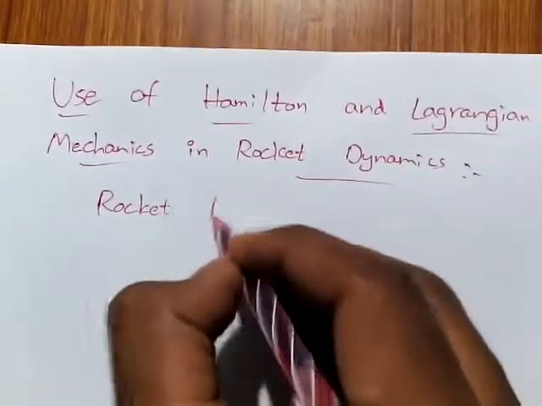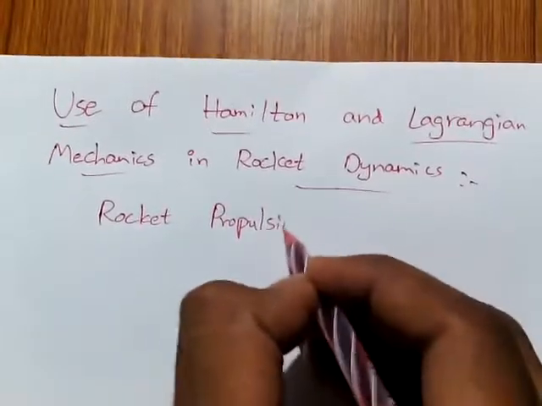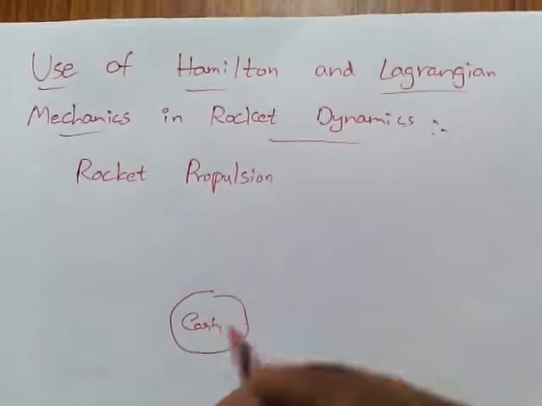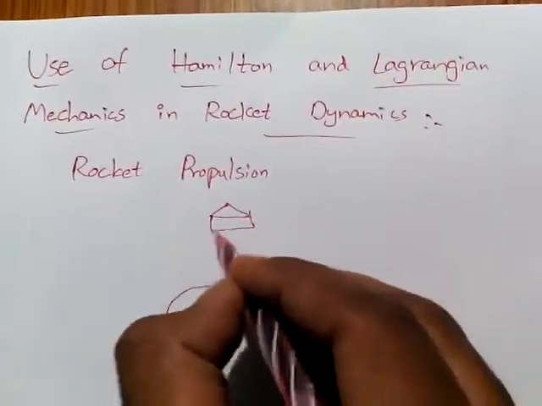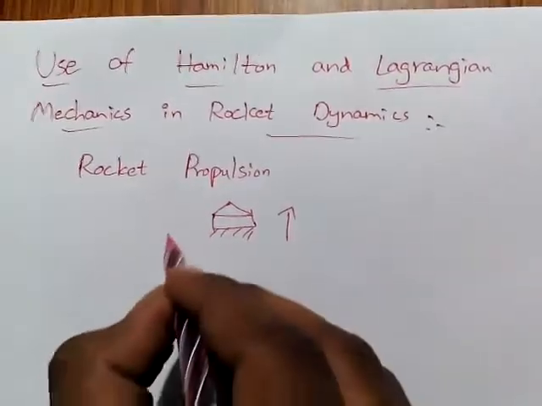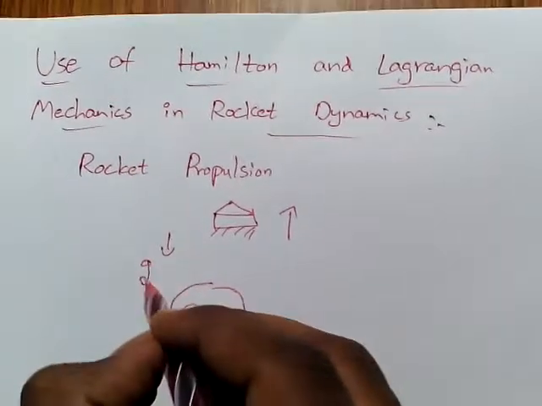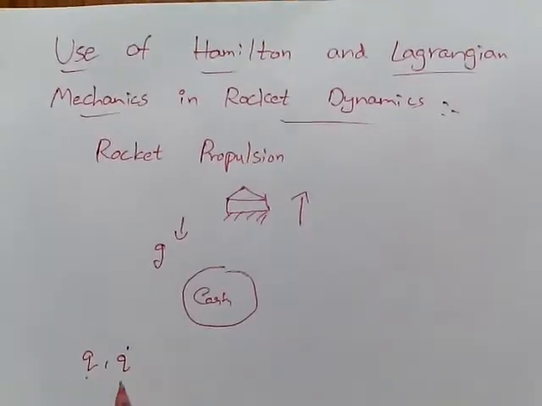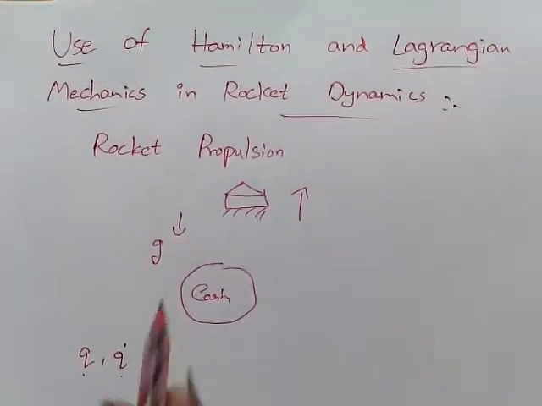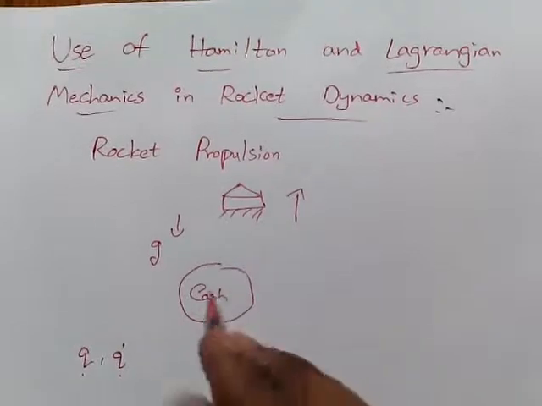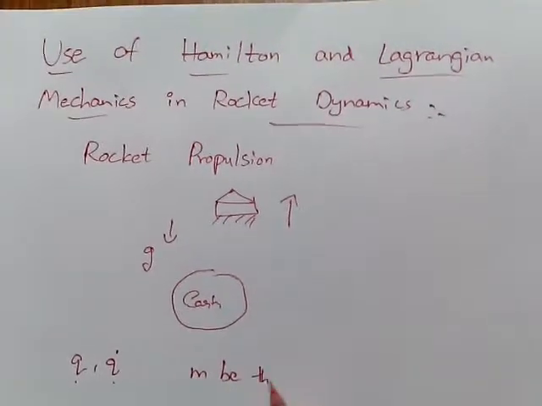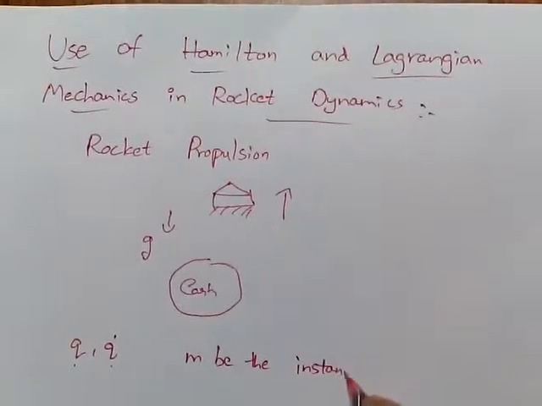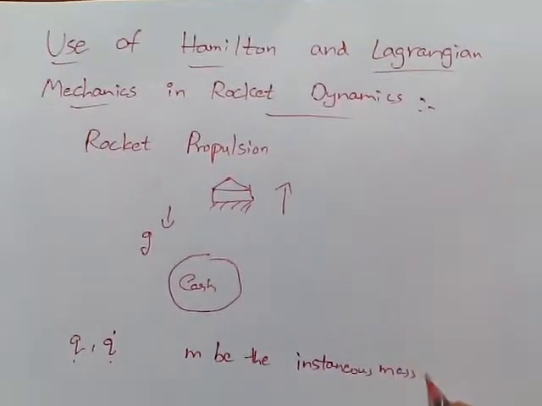Rocket propulsion. Let this be our earth, and this is the rocket which is going upwards, and the acceleration is downwards, g. Let q and q dash be the position and the velocity of a particular particle in the rocket, and m be the instantaneous mass, meaning the mass is also changing here, so m is the mass of the rocket.